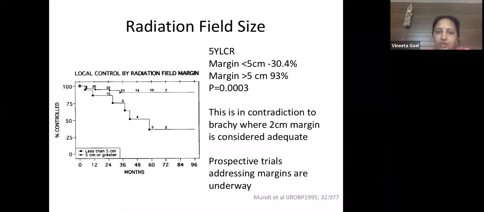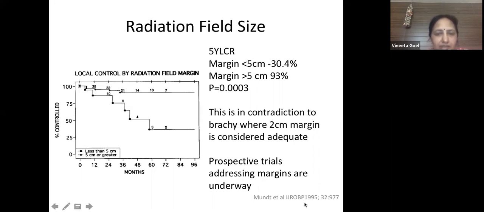Now I will come to another question, that of margins. Traditionally, we all have been taught that for soft tissue sarcomas, we have to give a minimum margin of 5 centimeter, including PTV, in the craniocaudal direction, while all around our margins can be around 2 centimeter. Now, this is one of the studies which was published by A.J.